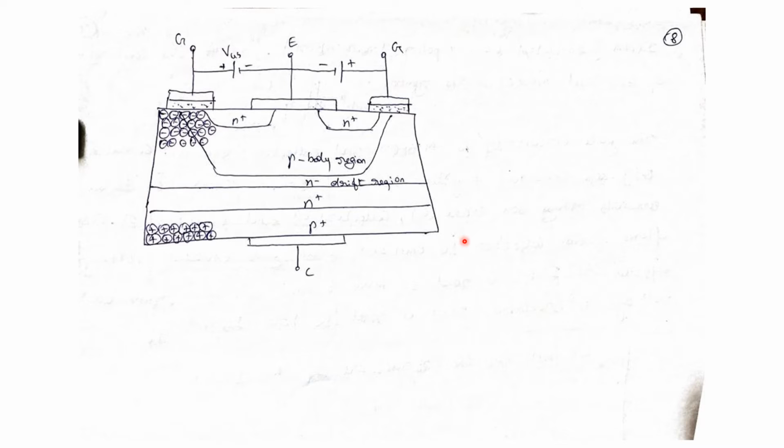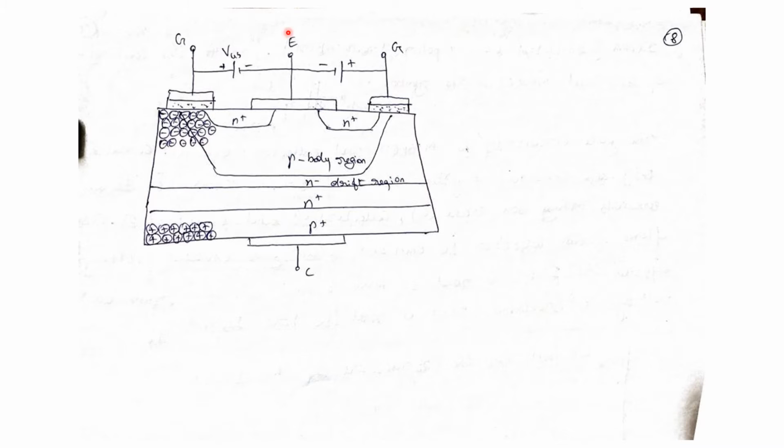For IGBT, only this much is enough. I have just given the figure. By seeing the figure, you try to explain. That's why I didn't write the notes here. Okay, this is the cross-sectional figure of the IGBT. There are P plus region, N plus region, N minus region, P region, N plus region, N plus region. Then gate, emitter, gate, collector is connected here. Okay, this is the N minus drift region.